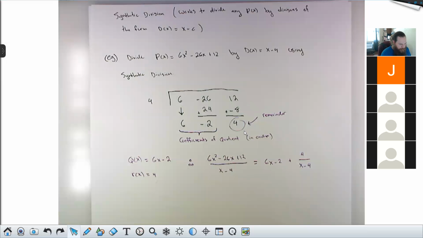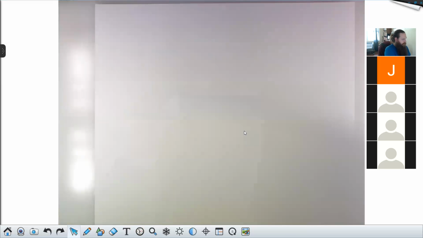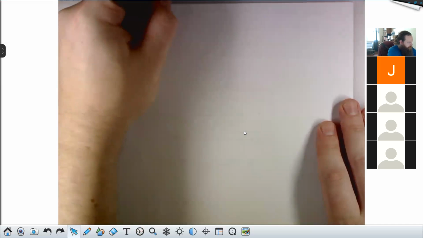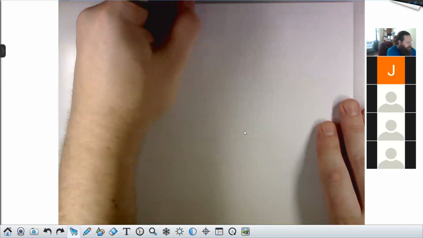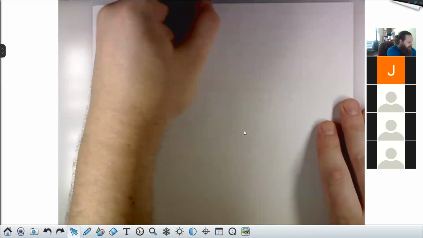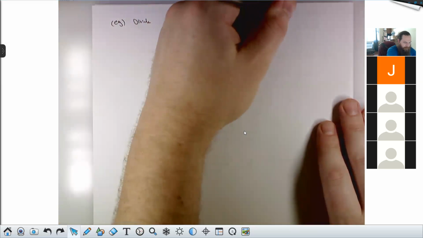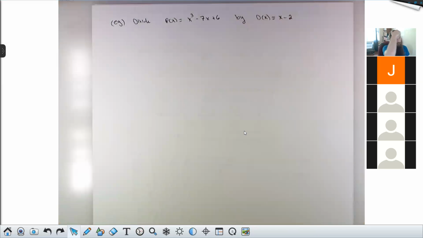I'd like to do one more example here. One more example using synthetic division. Let's divide P of X equals X cubed minus 7X plus 6 by the divisor polynomial D of X equals X minus 2. Because the thing I'm dividing by, my divisor, is a polynomial of the form x minus a constant, a linear polynomial, I can use synthetic division, so I should, because it's faster.